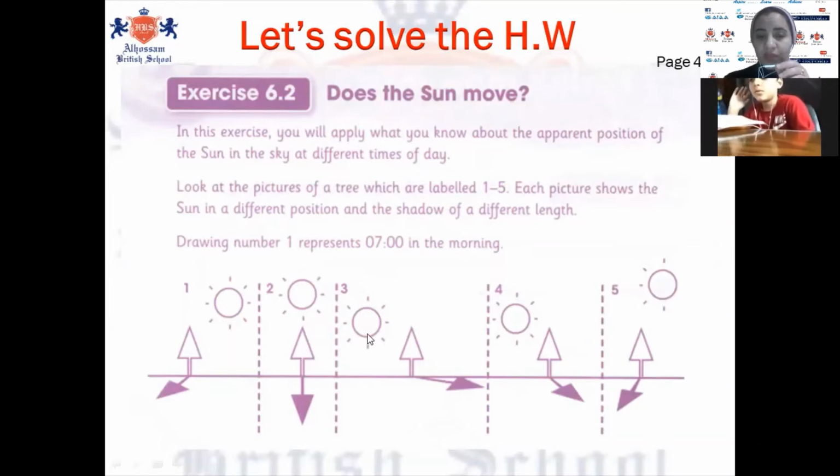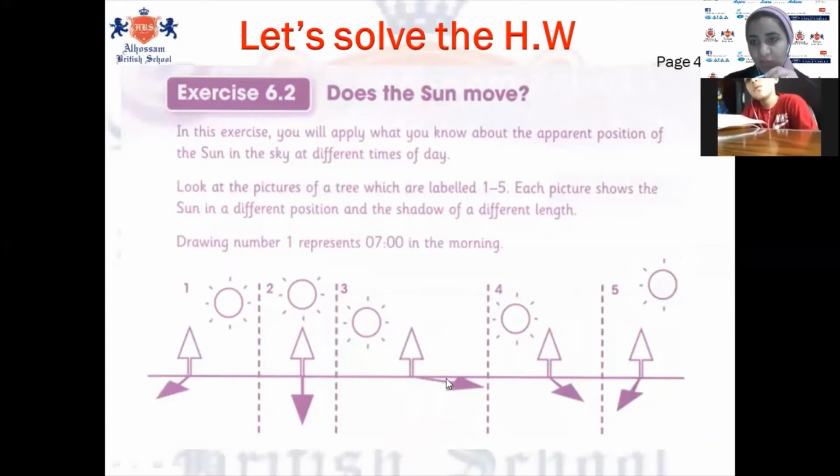Number 2. Excellent. We have now 10 and 4. 10 in the morning is before the midday. So the sun didn't reach the midday in this position. So it will be 10, still in the east direction. Number 4 is in the west direction, but the shadow is not as long as at 7 p.m., when the sun is very close to the earth.